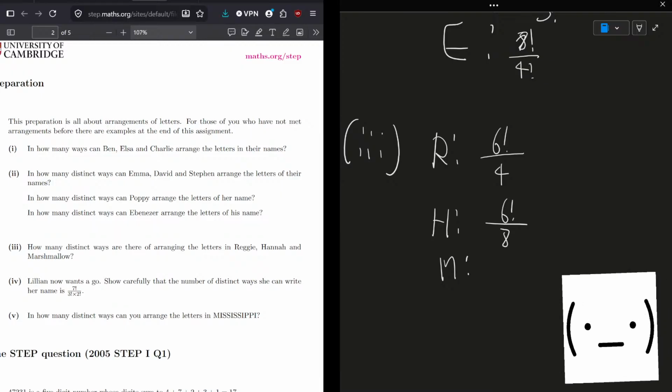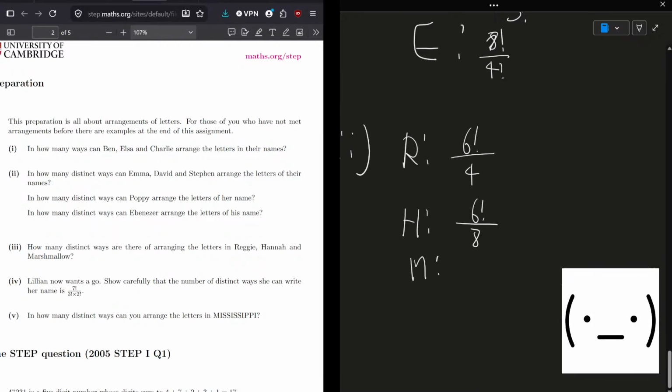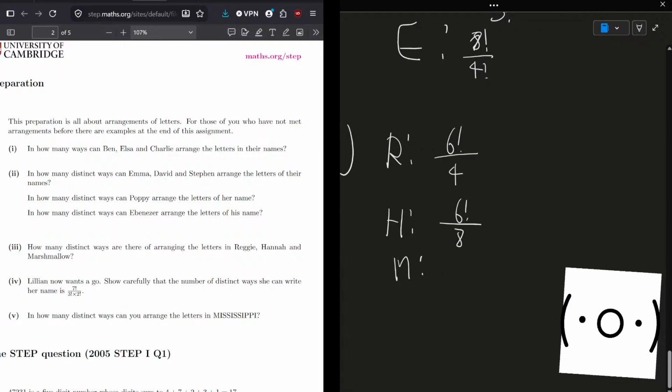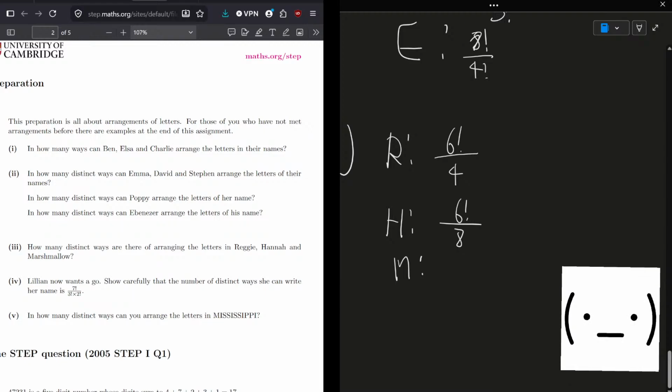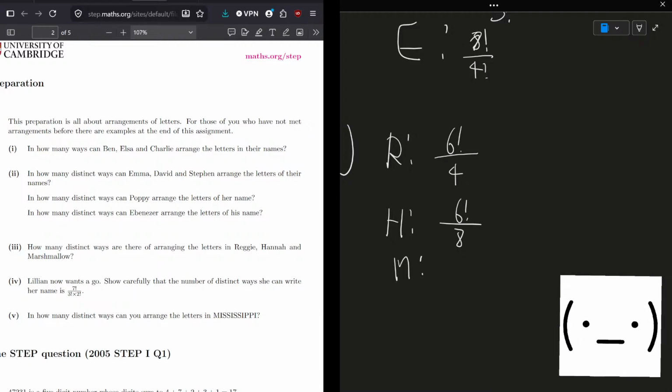Marshmallow. 2 M's, 2 L's, 2 A's. I think that's it.